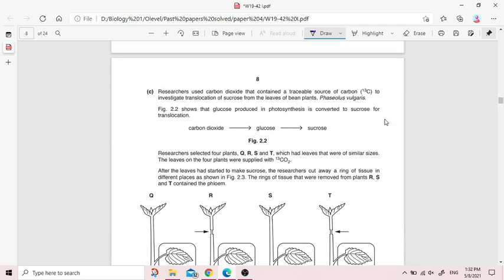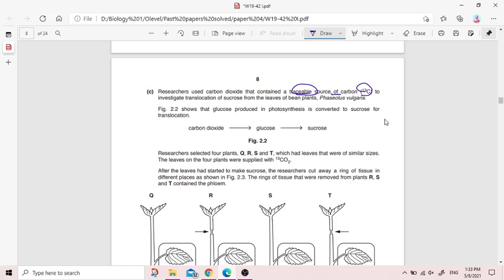Okay. C. Researchers used carbon dioxide that contained a traceable source of carbon. They used carbon dioxide that has a traceable source of carbon. What does traceable source mean? It means, for example, it gives off radiation. So when I look at the plant, I can determine where this carbon dioxide or this carbon is located.